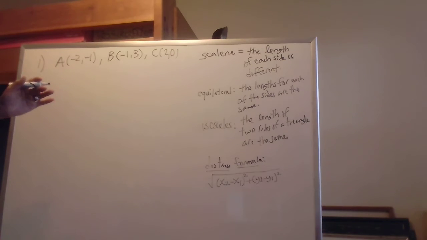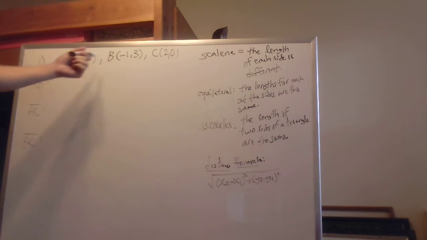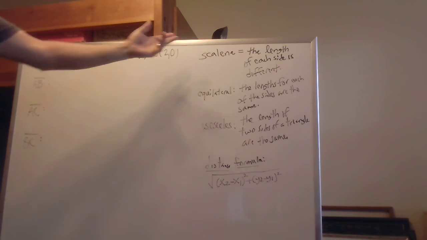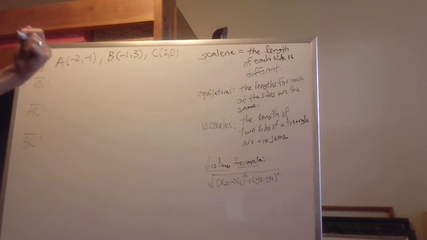So what we want to do is find the length of AB, the length of AC, and the length of BC. And if we find those lengths using the distance formula, we will determine if this triangle formed by these three coordinates is a scalene, equilateral, or isosceles triangle.